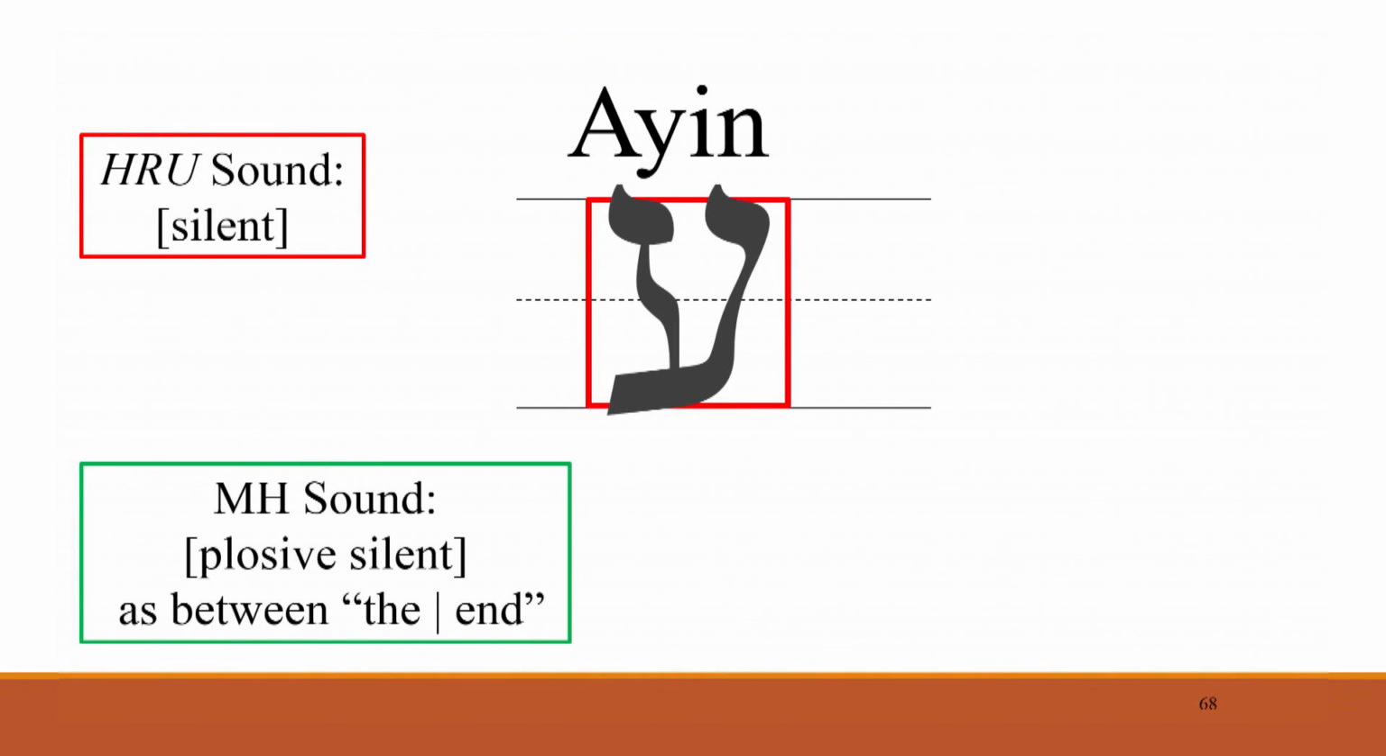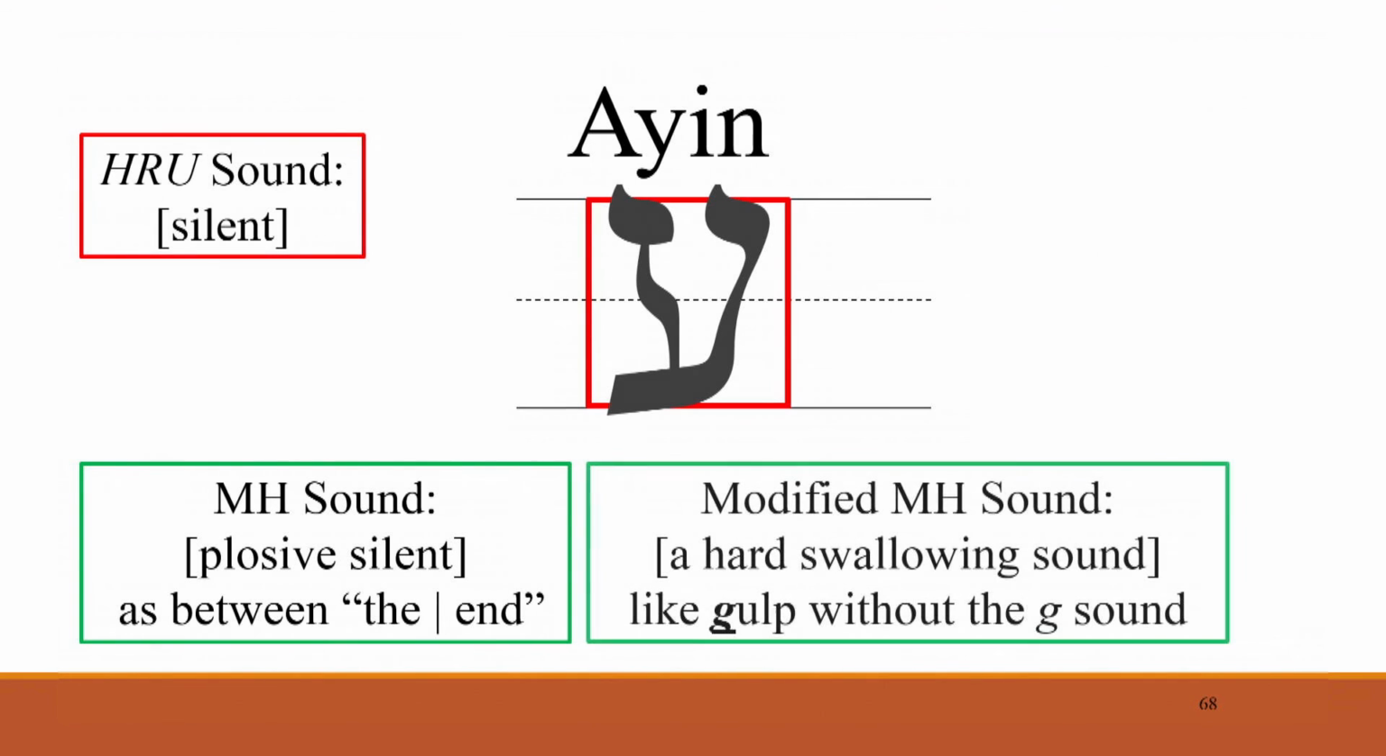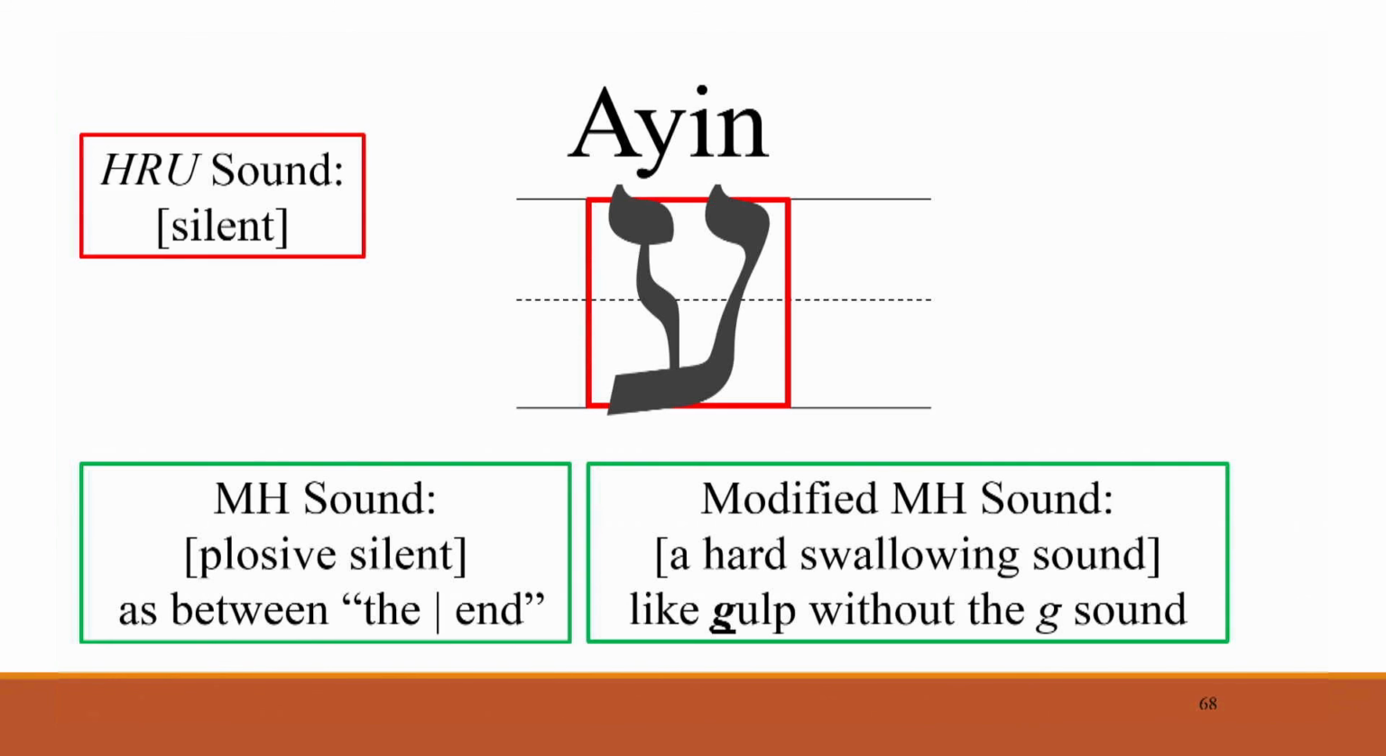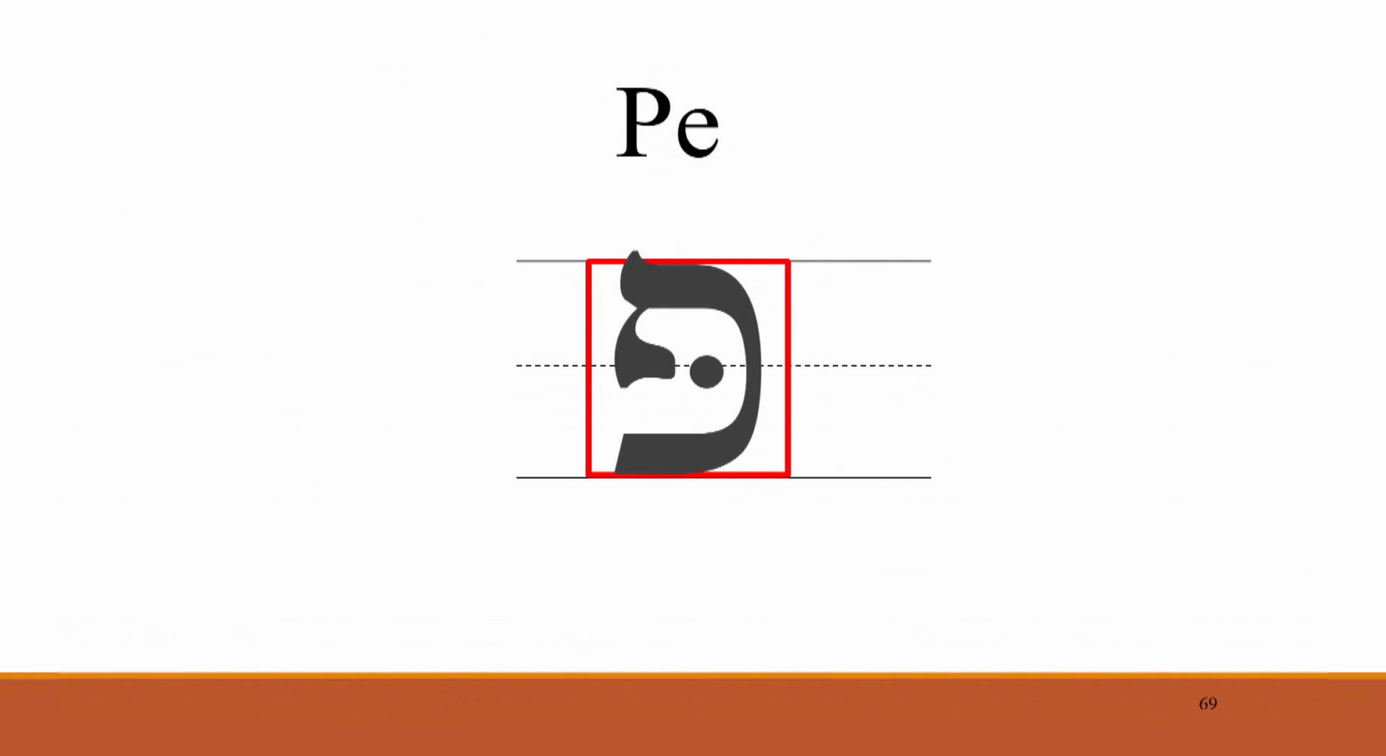It's that plosive sound, like between the and end. But I'm recommending to my students using a modified modern Hebrew sound where we actually make a distinction between the aleph and the ayin. And the ayin begins down in the throat. It's kind of like the sound gulp without the g. So if you can come up with an ol, and then it's that ol at the very beginning, that's kind of the sound of the ayin. If that's too much work for you, then just go with the modern Hebrew sound and have it be that glottal stop or that plosive silent sound. Ayin. The next letter is pe.